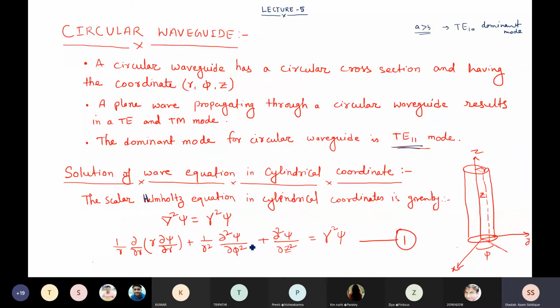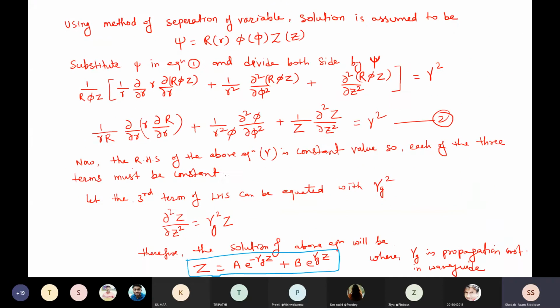In that rectangular coordinate system, we had taken psi is equal to X of x, Y of y, Z of z. Okay, so x, y, z. Here we will say r, phi, and z. So using the variable separable method, psi can be taken as R of r, where capital R will be a function of r, phi will be a function of phi, and Z will be a function of z.